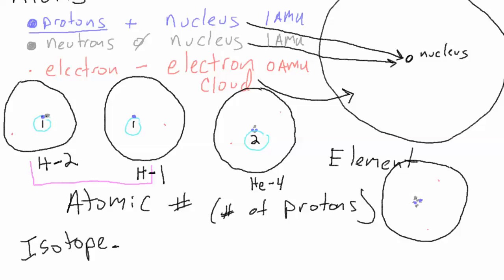So if we count all the particles in the nucleus, each particle in the nucleus is 1 atomic mass unit. So 1, 2, 3, 4, 5. That means that the name of this isotope, this specific isotope, is helium-5.